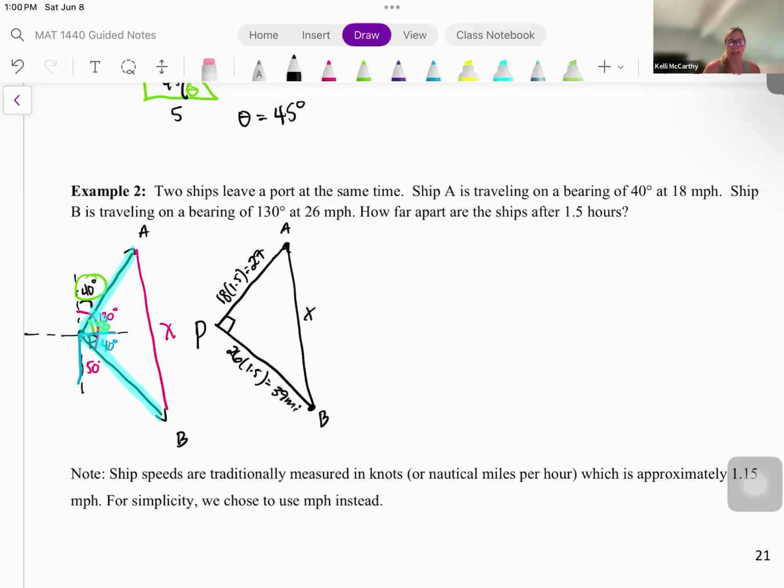And now we can use the Pythagorean theorem to see how far apart these two ships are. 27 squared plus 39 squared equals x squared. 27 squared plus 39 squared is 2,250, which means that the two ships are approximately 47.4 miles apart.